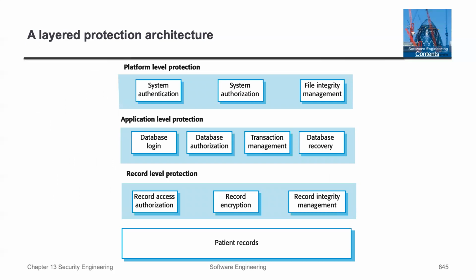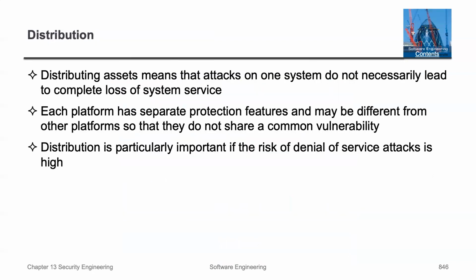So here is an example of those three layers and the kind of things that would be involved for each. You have authentication, authorization, and file integrity management for the platform. For the application, you're looking at having a database of logins, ensuring that authorization for users exists, and that you have transaction management and data recovery in case issues come up. And then finally, for the record level, you have record access authorization, record encryption, and record integrity management. And all this is controlling the patient records, which is your crown jewel, if you will, of what you have with the Medcare system or some other medical type of system, if you're considering that.